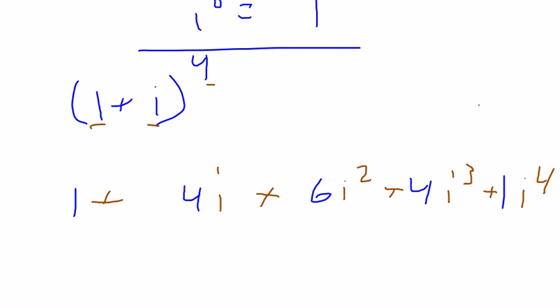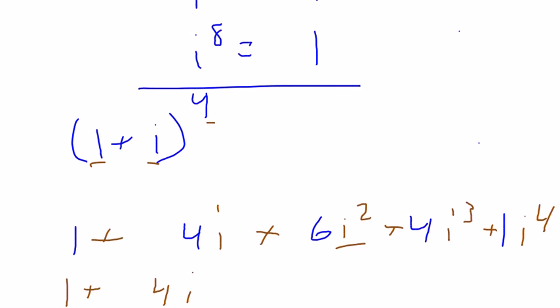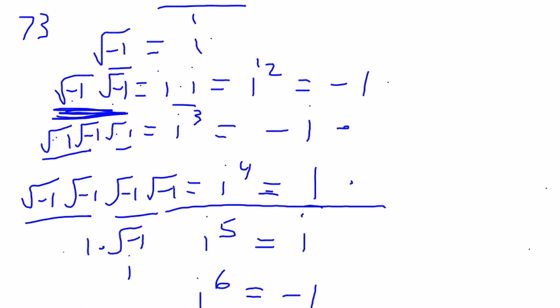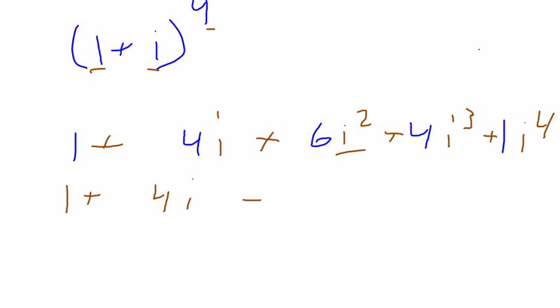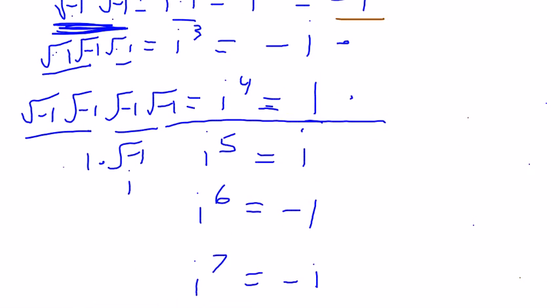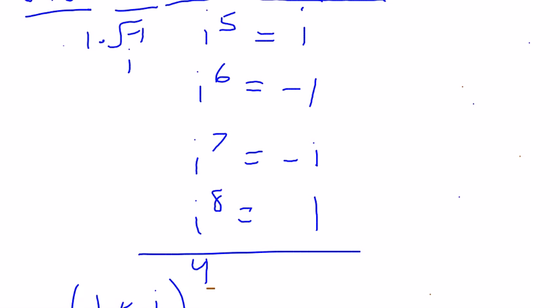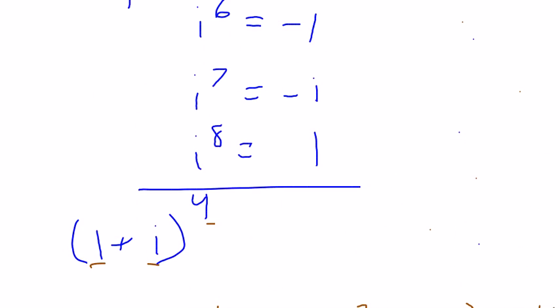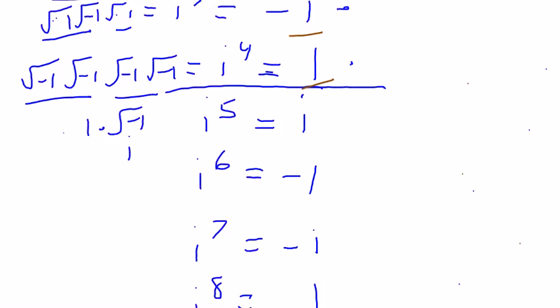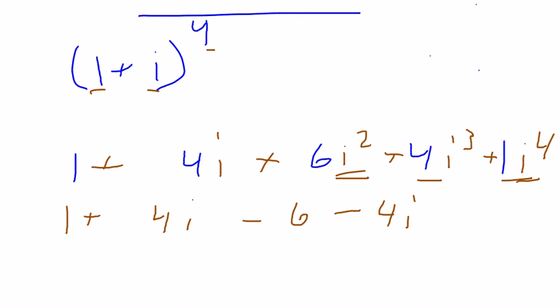Okay, well, we have 1 plus 4i. What's i squared again? Back up to my little chart. i squared is negative 1, so this number becomes negative 1, so that's negative 6. What's i to the third? Back up to my chart. i to the third is negative i, so this becomes negative 4i. i to the fourth is 1, so this just becomes 1.